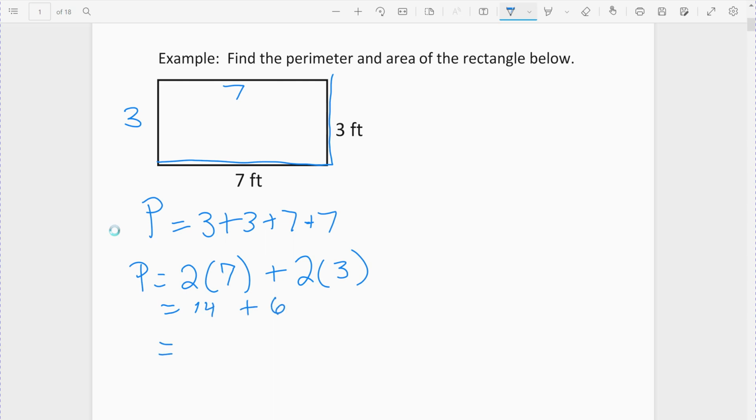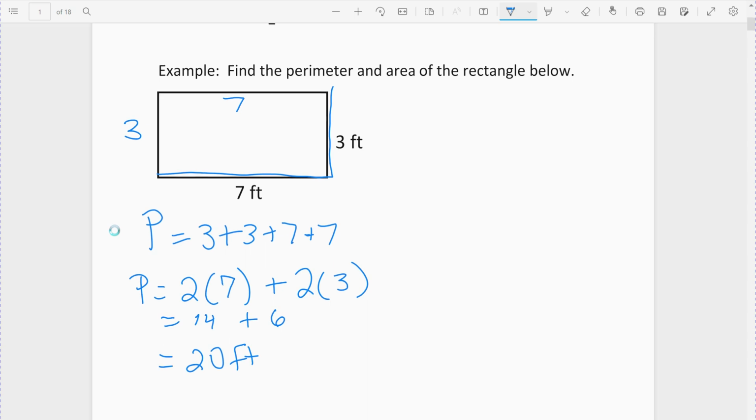And so it adds up to 20. And again, the units on it would be feet. There are 20 feet. If I walked this rectangular path, I would walk 20 feet. That would be the perimeter. All right, so the perimeter, now the area.